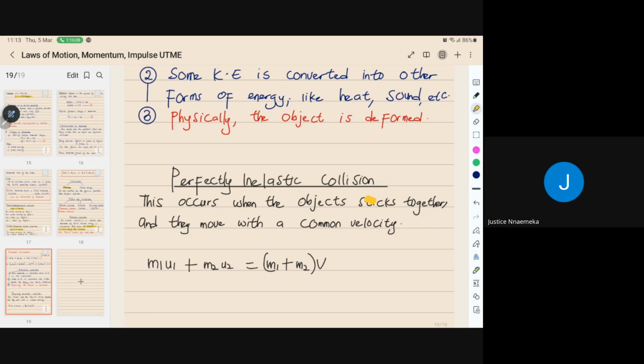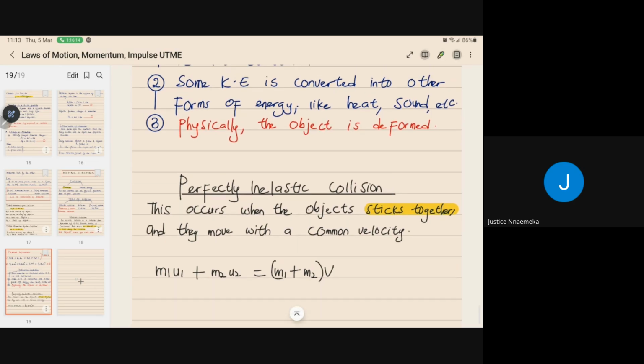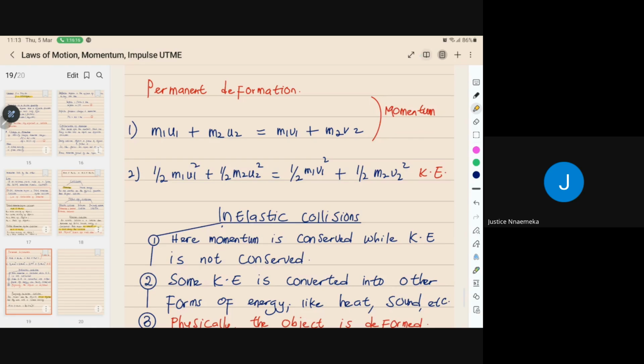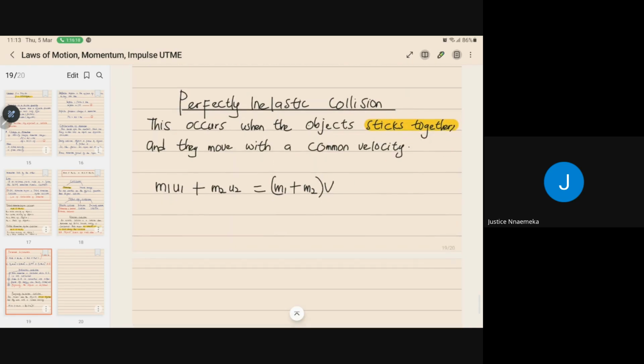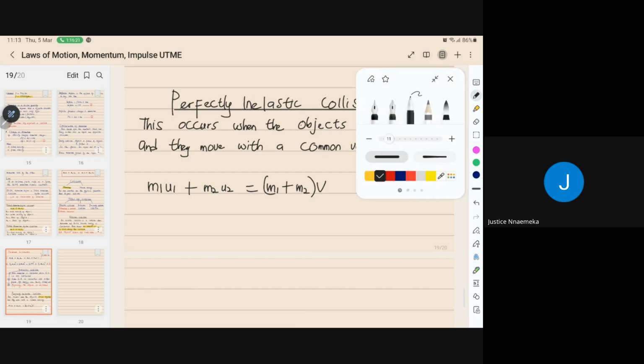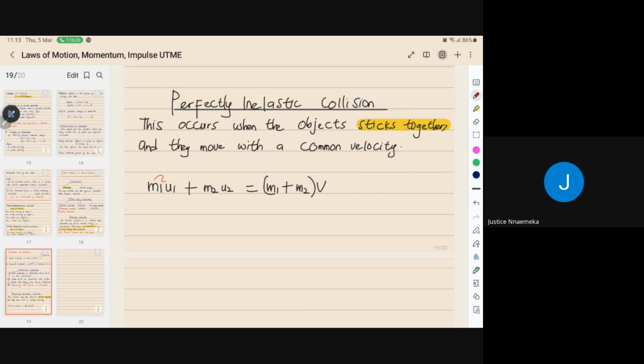So this happens when they do what? They stick together. So once they stick together, that's exactly what happens. The formula changes to this. So anytime you are solving an equation and they say that this thing sticks together, this is the formula you're going to use for inelastic collision in particular. Objects will stick together. This is the formula we're going to have. So V is the common velocity that they move together with.